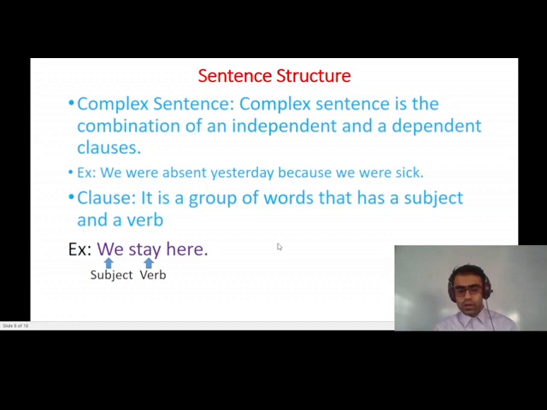So now the question arises, what is a clause? How can we know the clause? A clause is a group of words that has a subject and a verb.